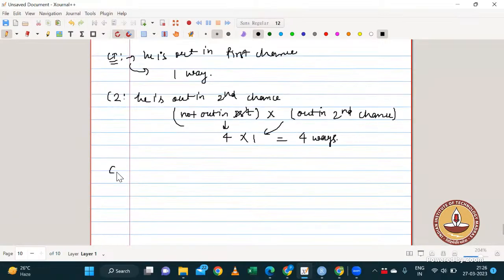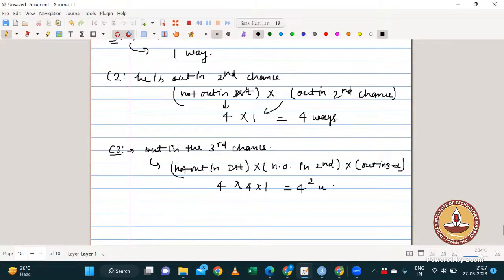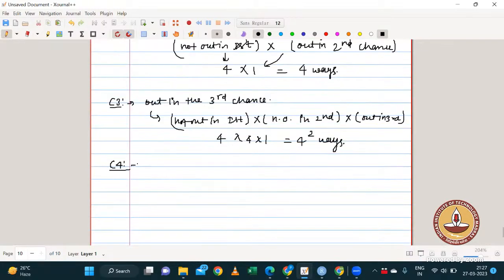Correct? So case 3 will be, suppose I'm considering out in the third chance. Out in the third chance means not out in the first, not out in the second, and out in the third. So 4 into 4 into 1, that means 4 square ways.